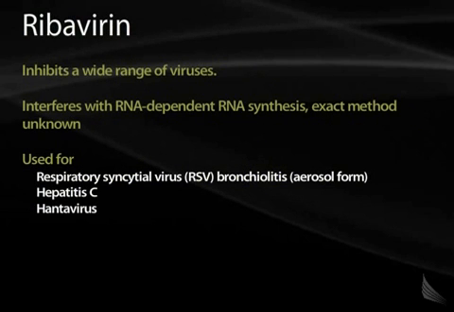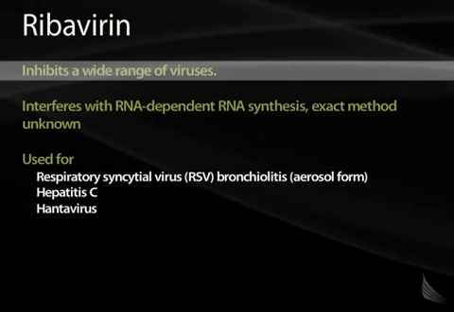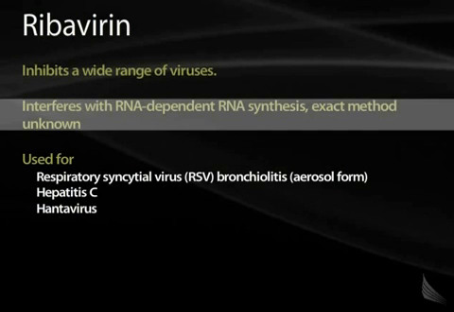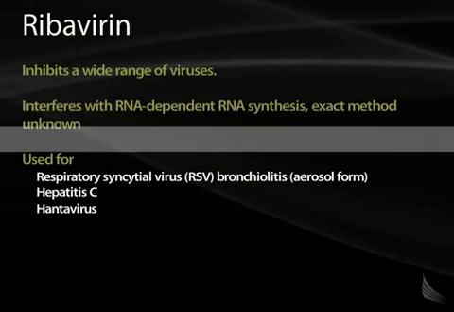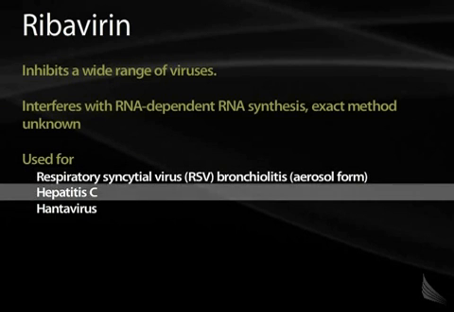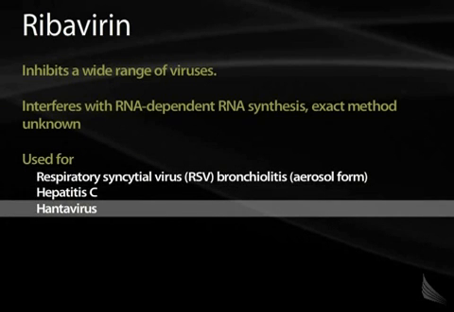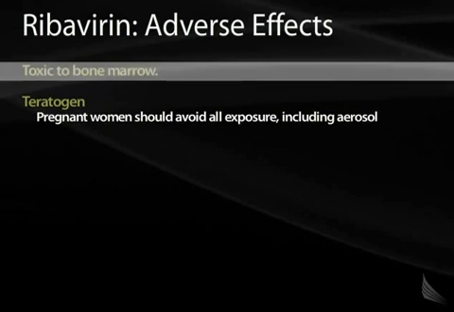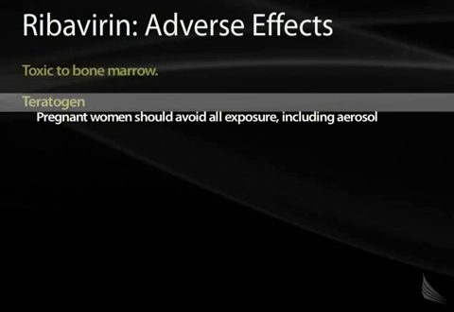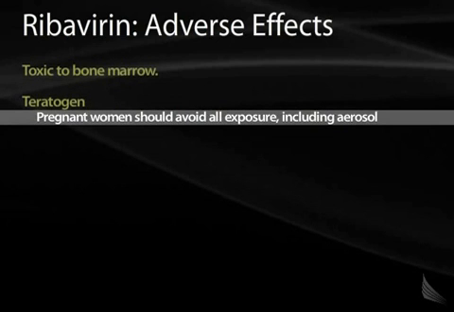Ribavirin is another antiviral medication that inhibits a wide range of viral infections. The way that it works is by interfering with the RNA-dependent RNA synthesis in multiple viral infections, but the exact method is unknown. It's used for multiple different viruses, including RSV, hepatitis C, and the hantavirus. Toxic effects of ribavirin include bone marrow toxicity and anemia. It is also a teratogen and should be avoided by pregnant women.